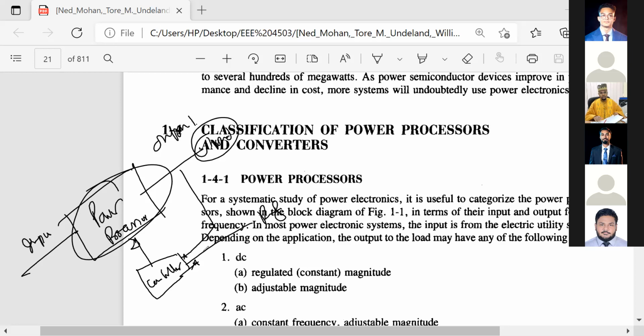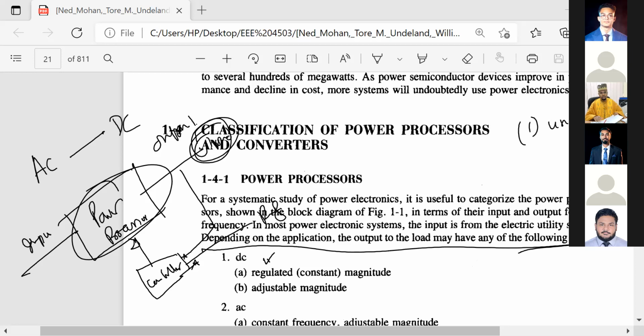So inside the power processor, what could it be, or what is the purpose of it? Depending on the application, the output load can have any of the following. If you want to have AC to DC, then it is known as the rectifier. We have two types of rectifier: one is the uncontrolled rectifier, and the other is the controlled rectifier. In the uncontrolled rectifier, we shall use the diode, and in the controlled rectifier, we shall use the SCR.